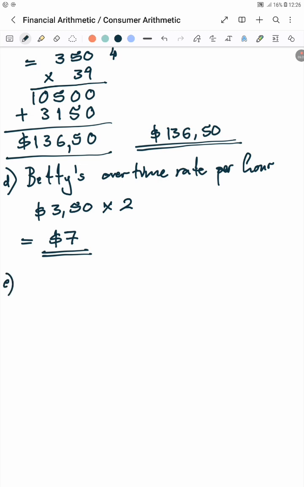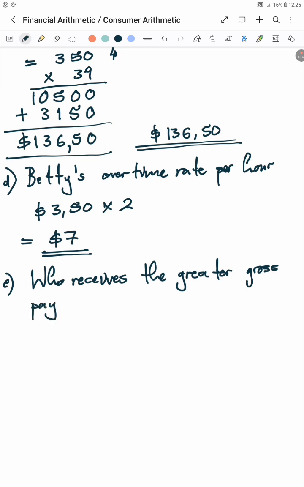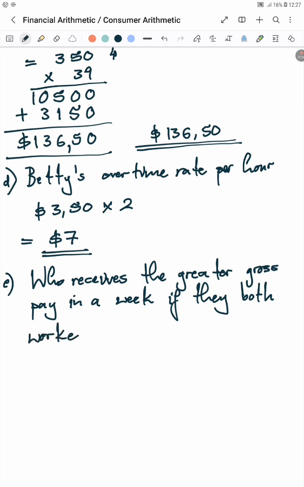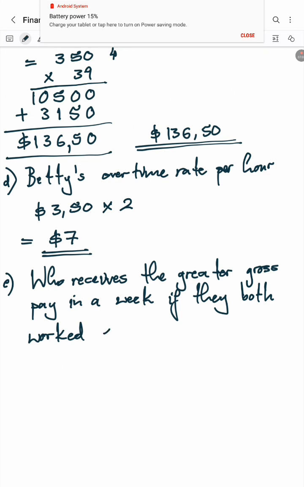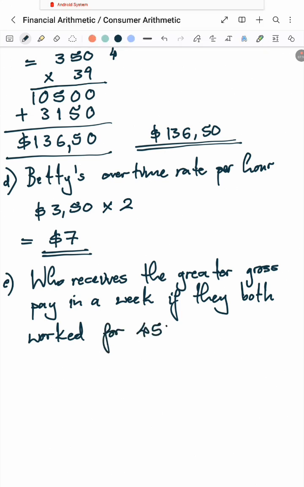Part E says find who receives the greater gross pay in a week if they both worked 45 hours.